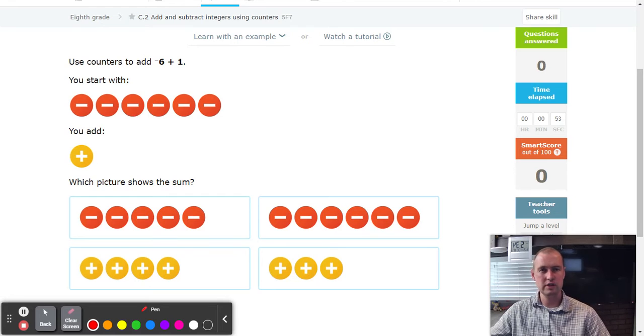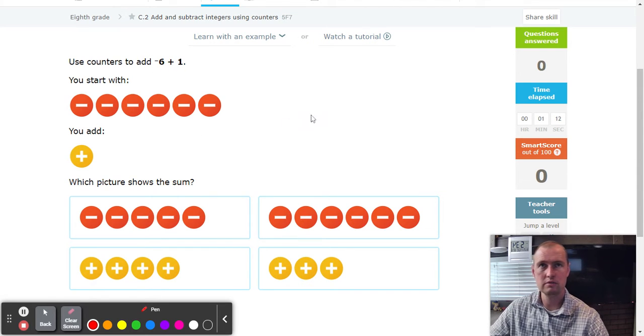Fabulous IXL tutorial. Today we're working on IXL C.2, add and subtract integers using counters. To better understand integers, first of all, an integer is typically a whole number, whether positive or negative. In this case, we're going to use something called counters to add up -6 plus 1.